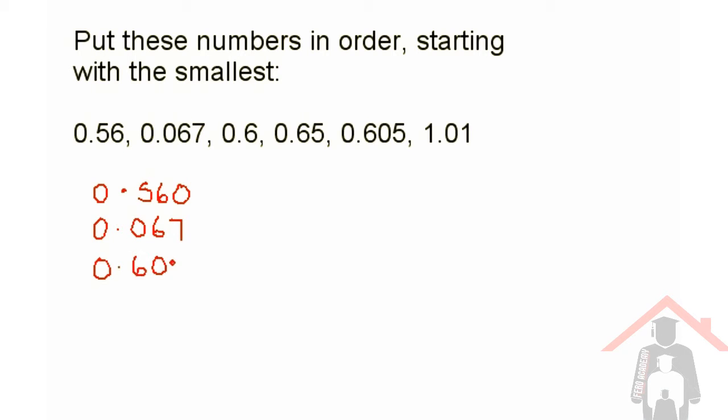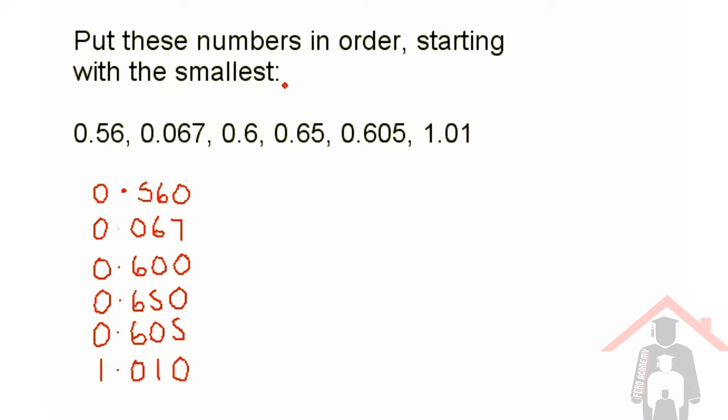0.6 becomes 0.600. 0.65 becomes 0.650. 0.605 and then 1.010. Now the question asked me to start with the smallest number, so I'm going to be looking for the smallest.